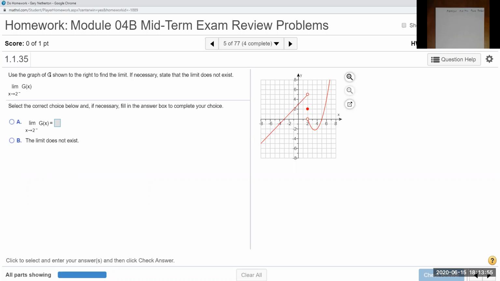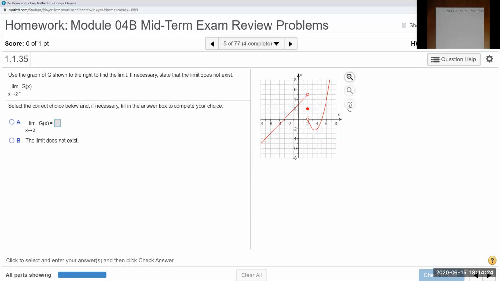Here they have a function g on a graph. Now they're looking for the limit of g of x as x approaches 2, but you notice here you've got the little negative. So now we're going to look at the limit as we approach it from the left side. And we're not looking at approaching it from both sides, because they put the little minus here, we're only going to approach it from the left side.